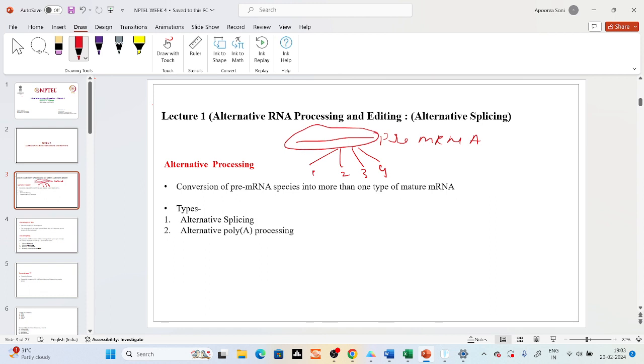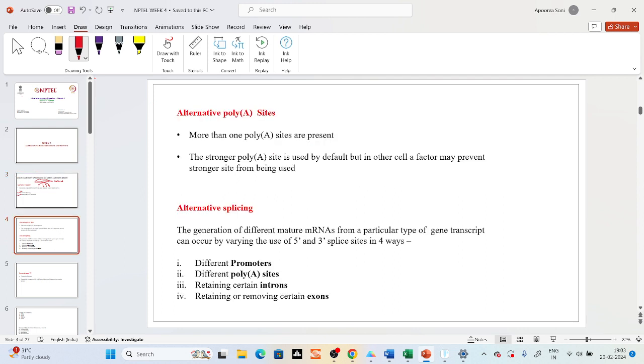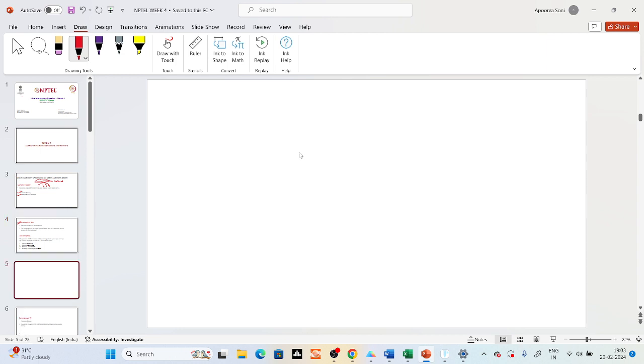This happens because of alternative processing, meaning there is more than one way of processing this mRNA, and this alternative processing can be achieved by either alternative splicing or alternative poly-A-tailing. Now first we'll see alternative poly-A-tailing. What does that mean? I'll explain it on a different slide.